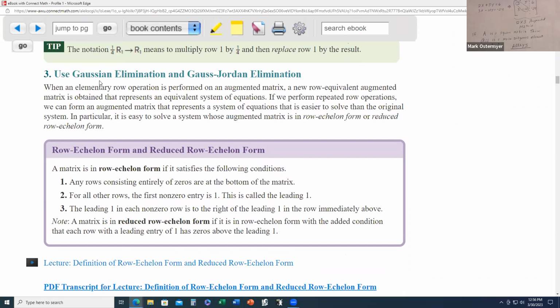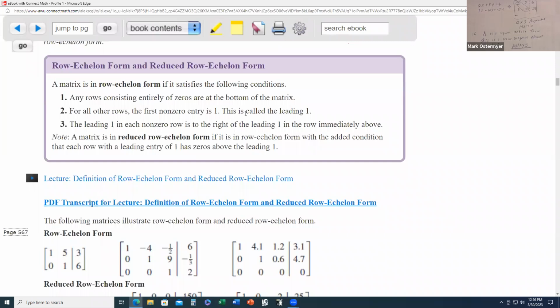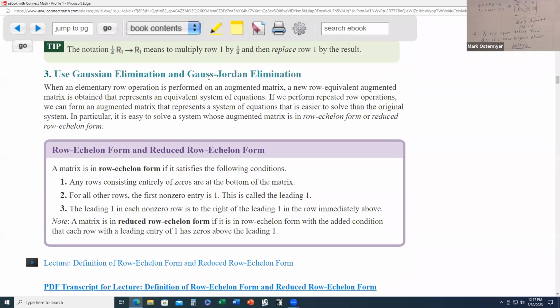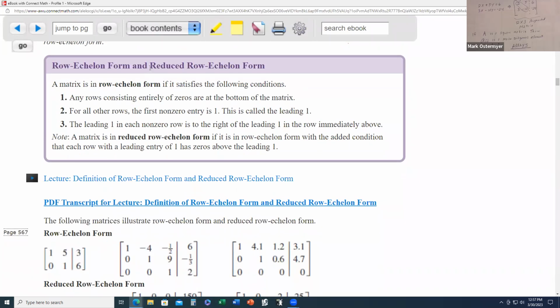Well, when we use the Gaussian elimination method, our ultimate goal is to get our matrix into what is called row echelon form. If you use the Gauss-Jordan elimination technique, your ultimate goal is to get your matrix into what is called reduced row echelon form. First of all, let's look at row echelon form. What does it mean for a matrix to be in row echelon form? Well, we say that a matrix is in row echelon form if it satisfies the 3 following conditions.